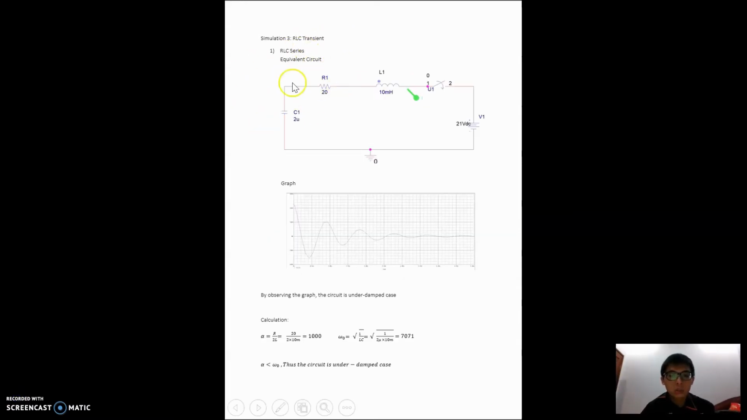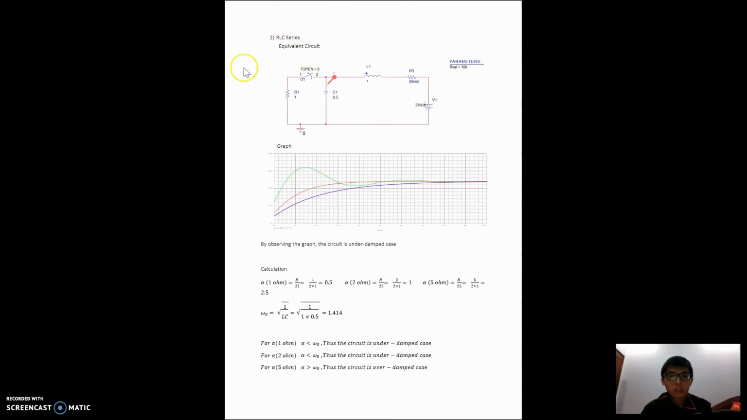Next, this will be an RLC circuit which has a resistor, inductor, capacitor, and also a voltage source. This circuit is a second order circuit, so we need to find the values of alpha and omega naught to determine the type of graph. By observing the graph, you can tell that this is an underdamped case. After calculating alpha and omega naught, we can observe that alpha is smaller than omega naught, and this is an underdamped circuit.